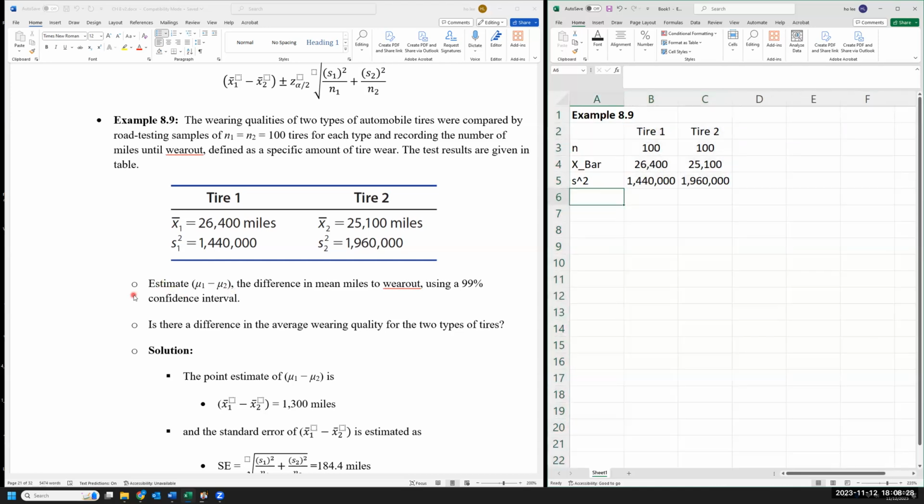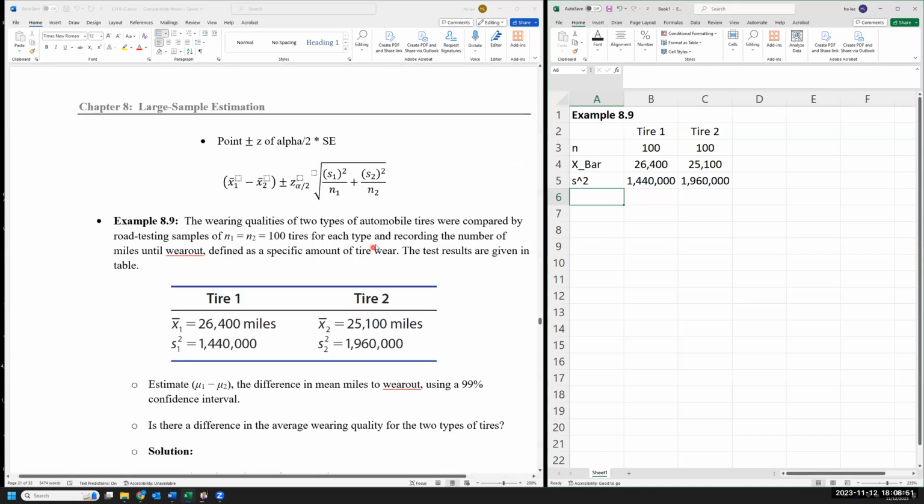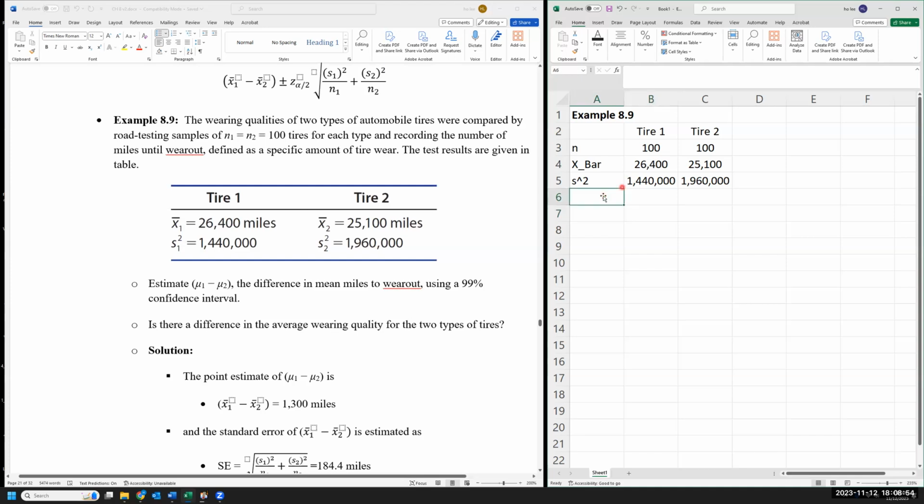All right, so they say estimate the difference in the population means of the wear out rate and use a 99% confidence interval to do this interval estimation. So they want you to find the point and interval estimate. And for the interval, we're going to use 99% confidence. Okay. So in order to do this, let's do the point first.